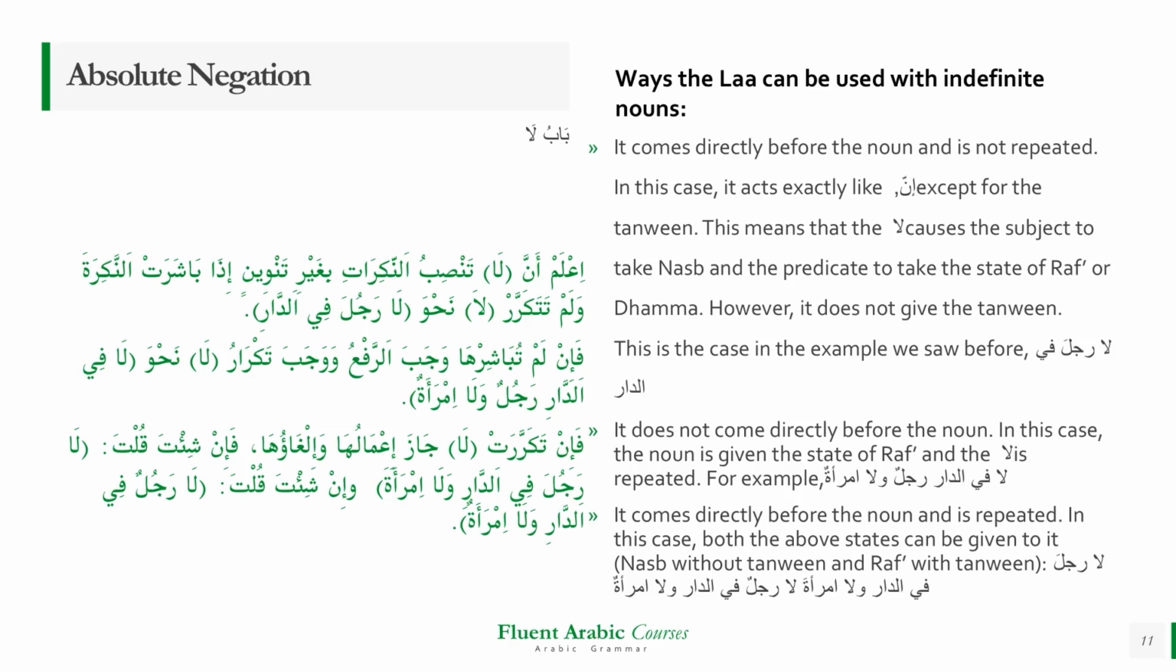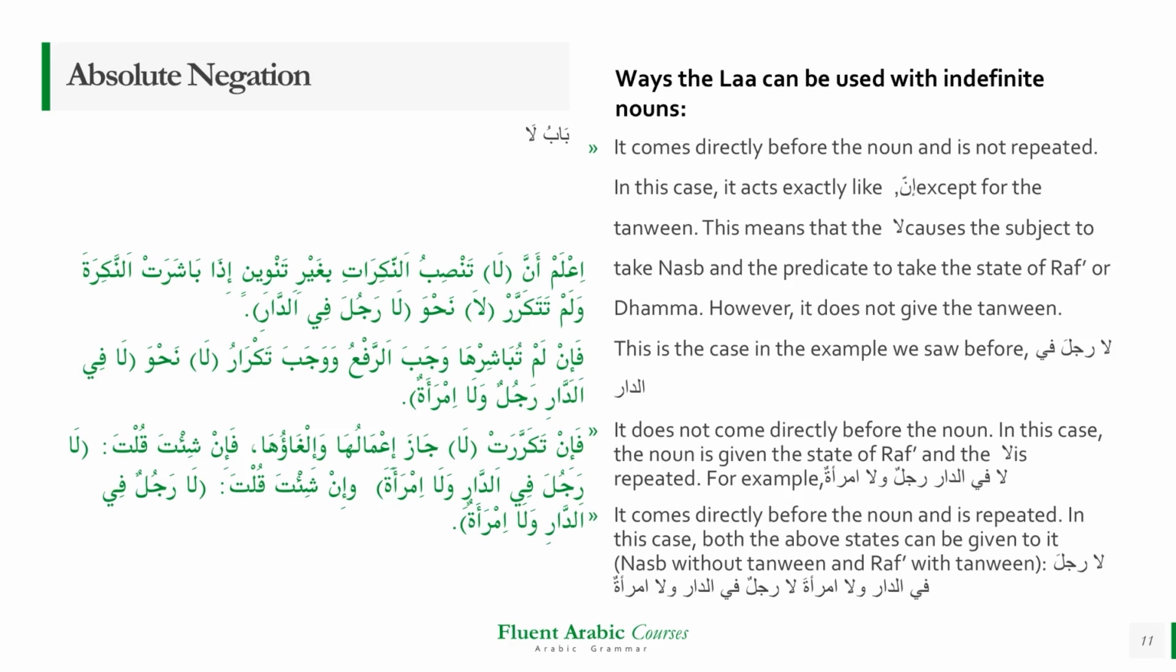ولم تتكرر, and it is not repeated. لا رجل في الدار. So the la gives the state of nasab to the noun rajul because it is a nakira. So this sentence means there are no men in the house, not even a single one. But if it is ma'rifah, then this rule cannot be applied. If it was Muhammad, you can't say La Muhammada fid dar. That is not a correct sentence because Muhammad is ma'rifah. It is definite and not indefinite.